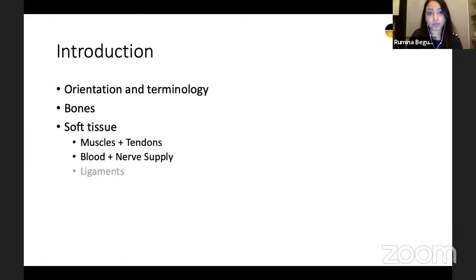So just to begin with, the things that we'll be going over: it would be useful to understand that the orientation and terminology that we use in hands is slightly different to other parts of the body. Then we'll go over bones, which hopefully will be very familiar to most of you. And finally, look at the soft tissue of the hand and particularly the digits, involving the musculature and also the blood and nerve supply. There are other parts like ligaments, etc., that I won't go into detail just because of the scope of this talk.